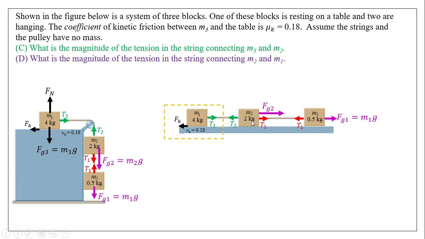You could do M2. I just don't like M2 as much because there are 3 vectors, 1, 2, 3. So I'd rather do M2. Excuse me, I'd rather do M3 because there are only 2 vectors acting on it. So it just reduces the amount of work you have to do.